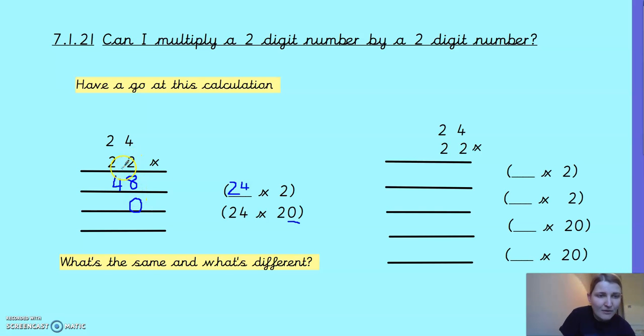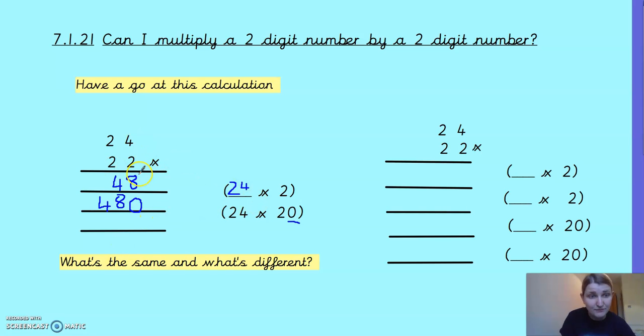So now I'm going to do the same. So 20 times 4, 2 times 4 would be 8. However, it's one column along because it's 10 times bigger. So I'm going to put my 8 here. And then again, 2 times the 2 would be 4. But it's one more column along. Last thing I need to do is add those things together.